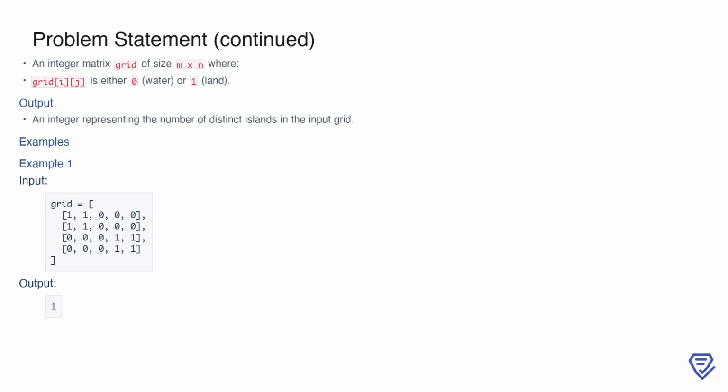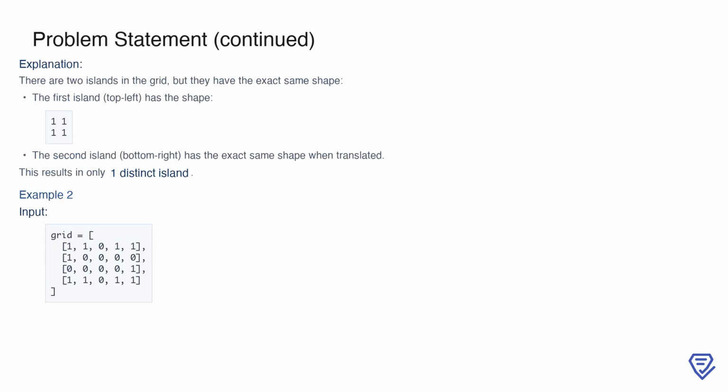Consider the grid provided in example 1. Here, the grid has two islands, but both share the exact same shape. As a result, even though there are two islands visually, they count as only one distinct island because their shapes match. Here's a detailed explanation for example 1.